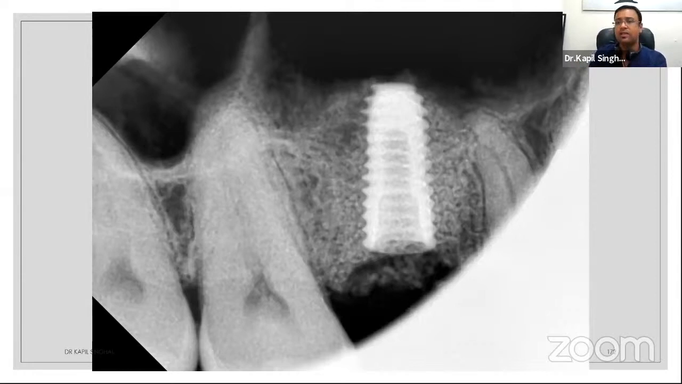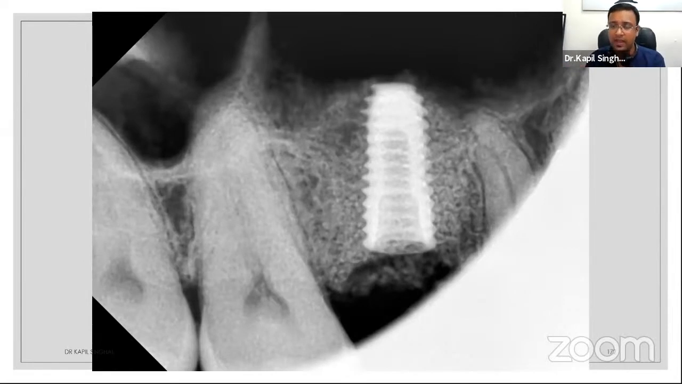Okay, so this is what I want to tell you. You have to decide. In some of the cases, you cannot do immediate implants, so don't try for immediate implants, otherwise you will create a more difficult mess and more difficulty for you and your patient.